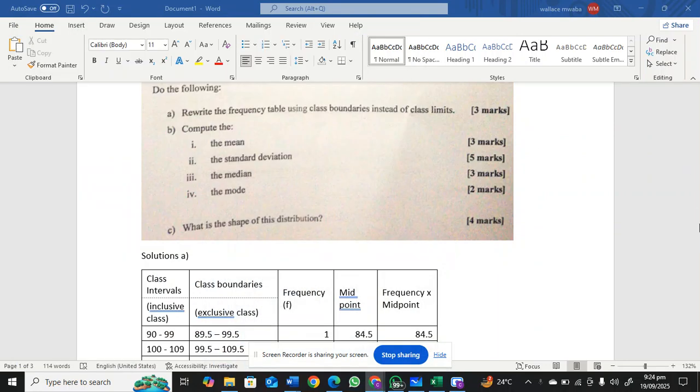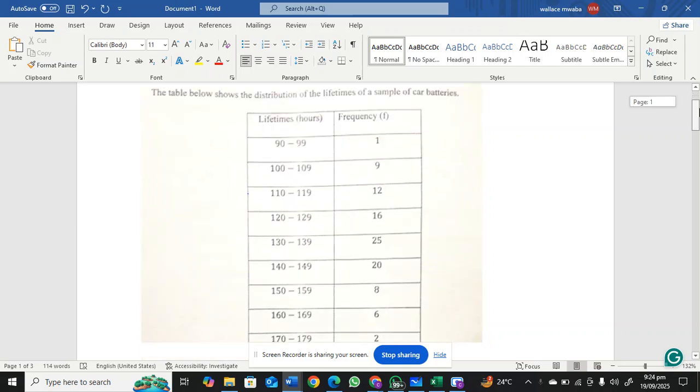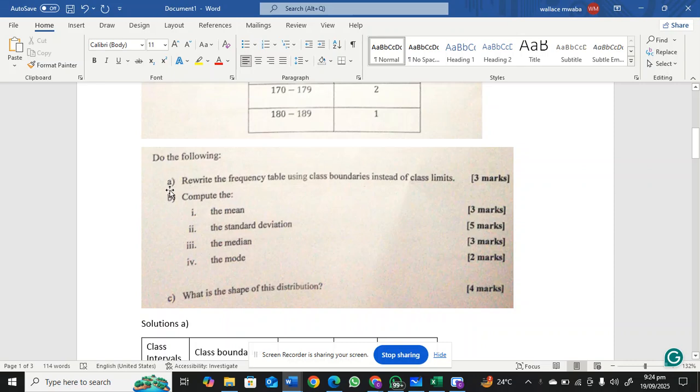Okay, so we're still dealing with this question here, right? The table below shows the distribution of the lifetimes of a sample of car batteries. We have the class limits, class intervals, and the frequencies. We did part A, where we converted the class limits into class boundaries. The reason we do this is because we need to incorporate decimal numbers.